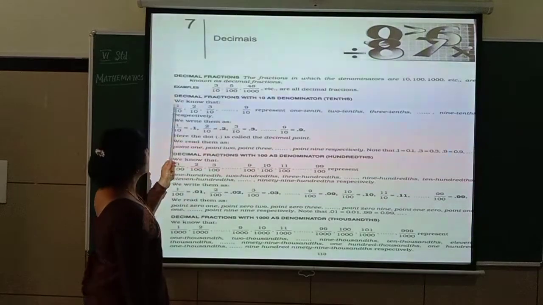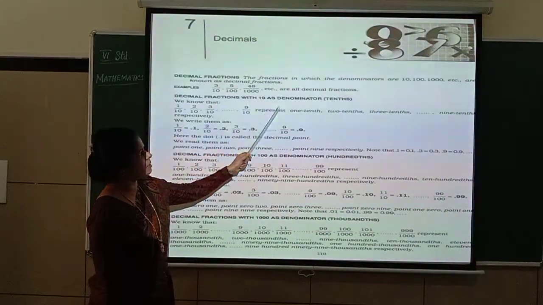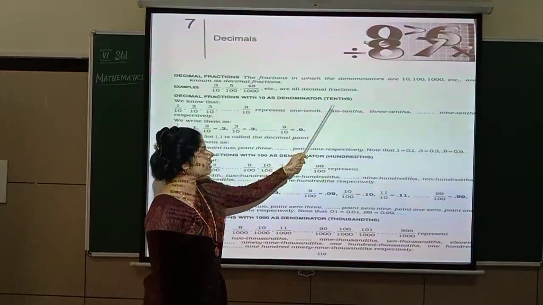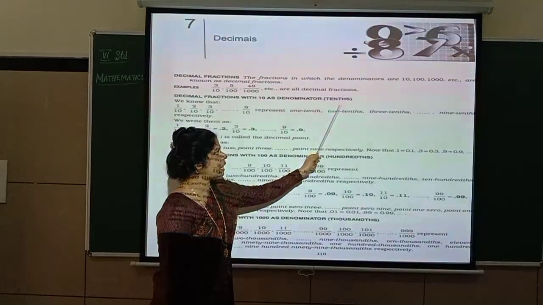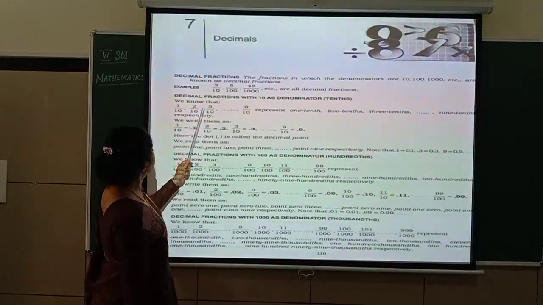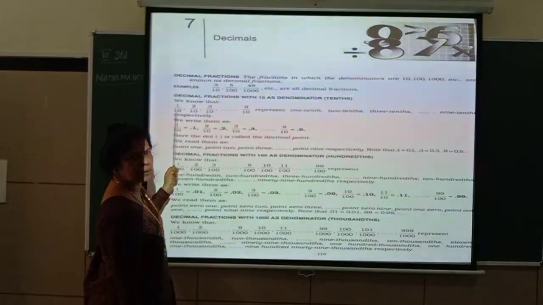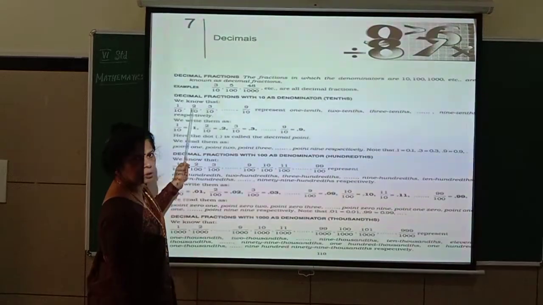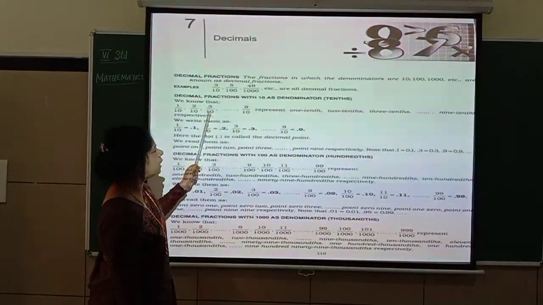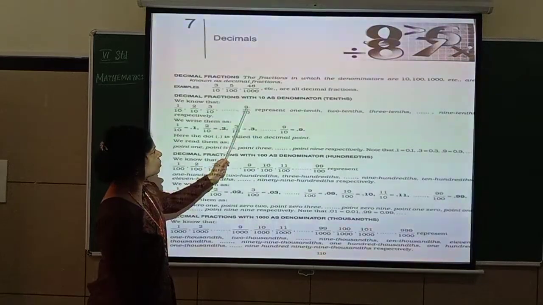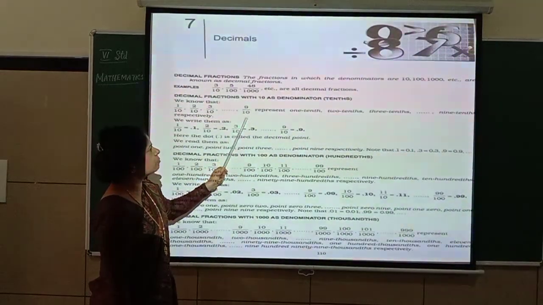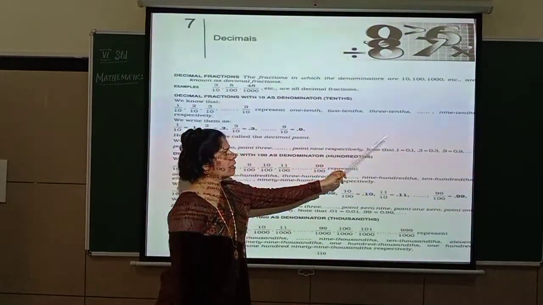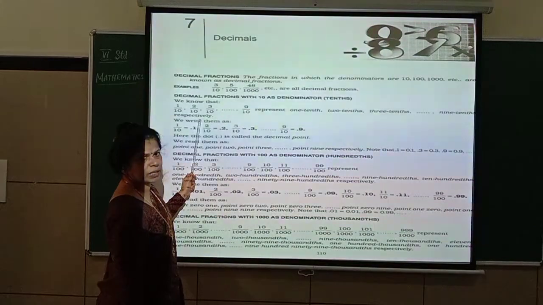Decimal fractions with 10 as denominator. When 10 comes as denominator, we cannot say it is 10, we say tenth. See, th is added there. It is tenth. Okay, tenths. We know that we say 1 by 10, or we say 1/10. 2/10, 2 by 10. 3/10 or 3 by 10. Like that it goes on. 9/10 or 9 by 10. These represent 1/10, 2/10, 3/10, up to 9/10 respectively.